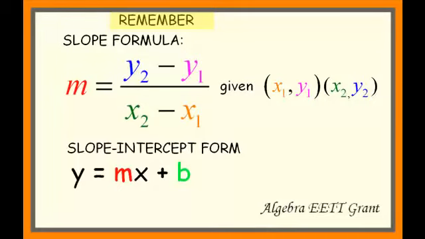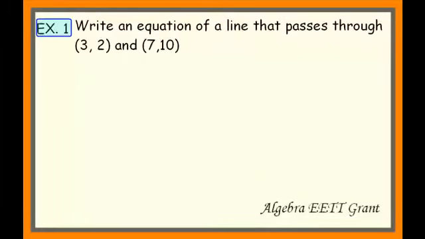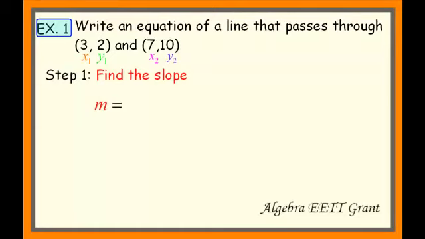Now, let's look at some examples. For example 1, we want to write an equation of a line that passes through (3, 2) and (7, 10). Step 1 is to find the slope. We know our x values and our y values, so just plug them into the slope formula. You're going to get 10 minus 2 divided by 7 minus 3. 10 minus 2 is 8, 7 minus 3 is 4, and 8 divided by 4 reduces to 2, so now we know our slope.